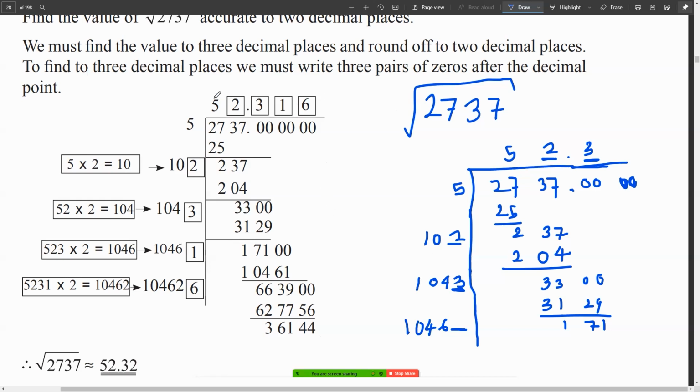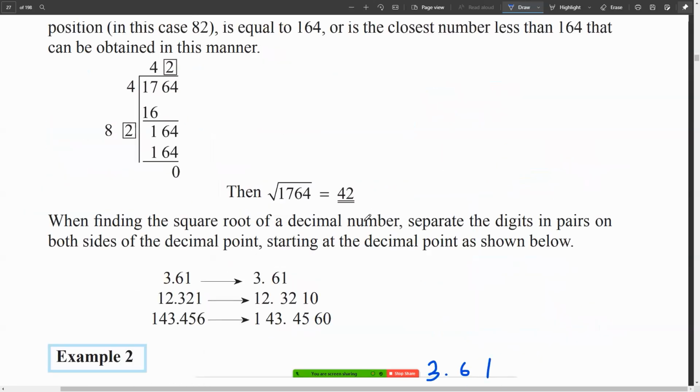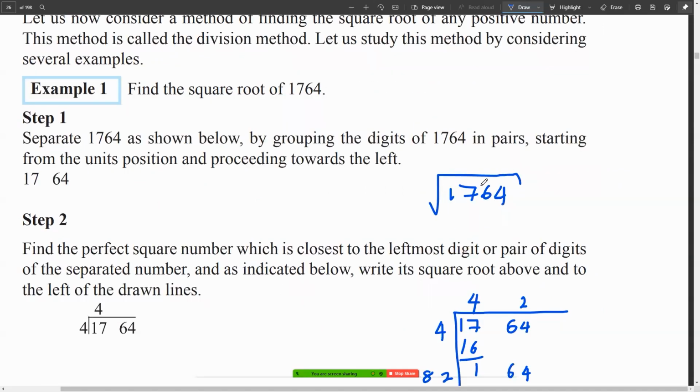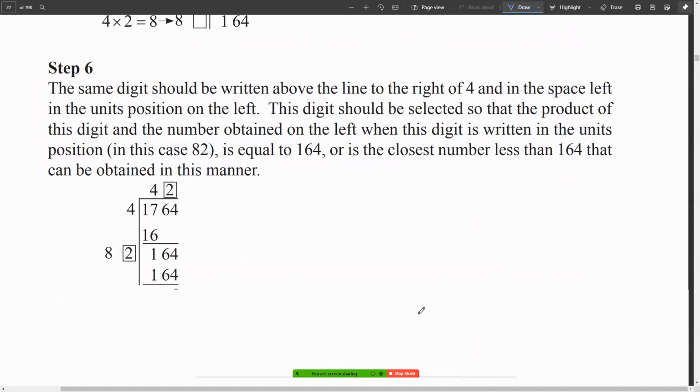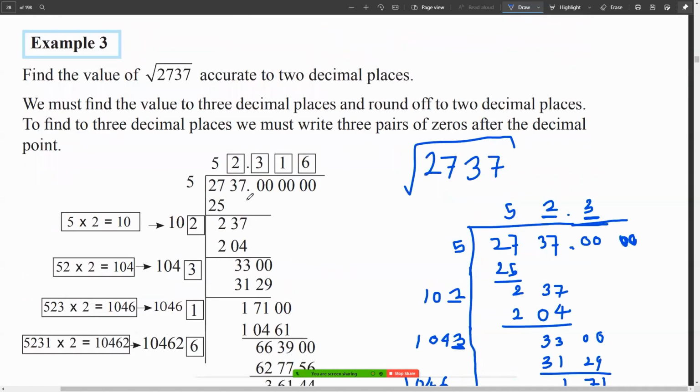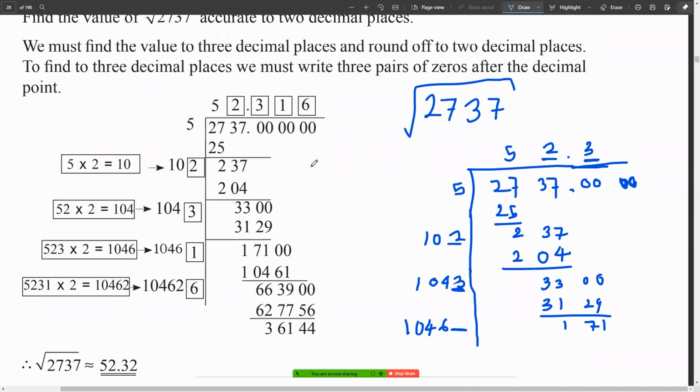So the square root of 2737 doesn't have a perfect square root value. 1764 had a perfect square root of 42, but in this case this value doesn't have a perfect square root, so you will end up with a few decimal points. It will be enough to have 3 decimal points, and you will end up with an answer of 52.316.